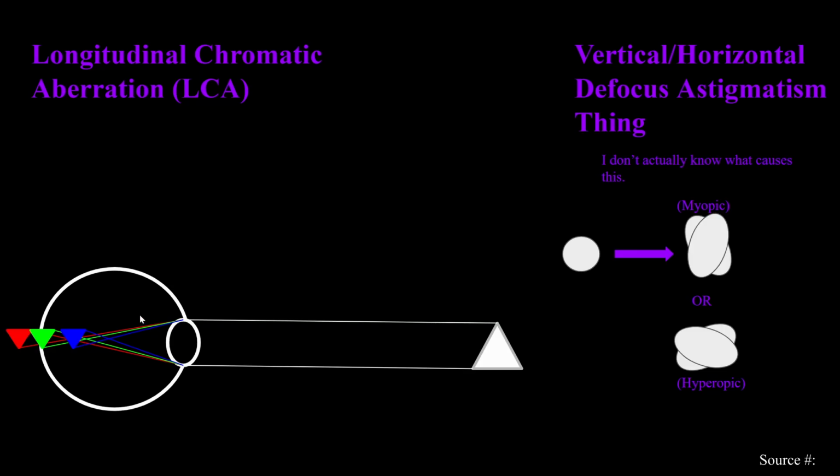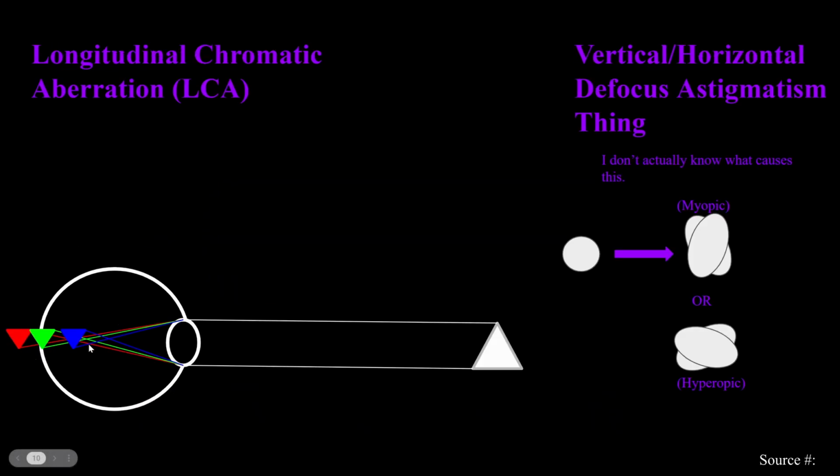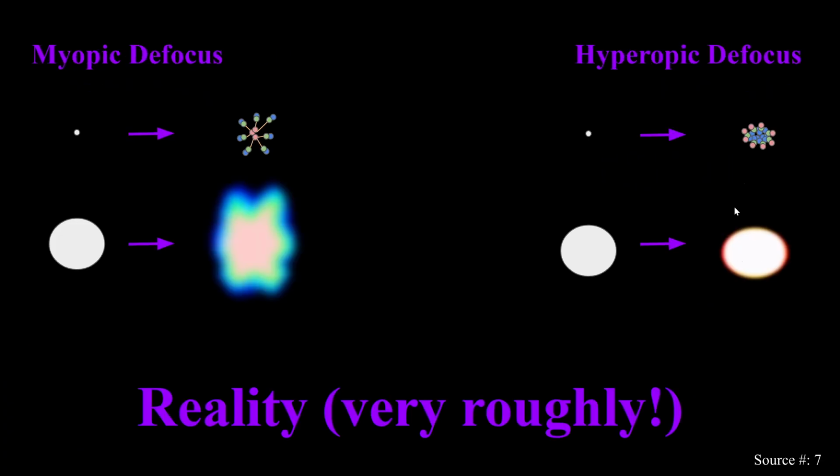So we can extrapolate this. In myopic defocus, this entire plane will be focused over here instead of over here on the retina. So this will cause blue to be defocused more relative to red, and this will cause the blue border around objects, which we observed over here. In hyperopic defocus, this entire plane will be focused over here behind the eye, and blue will actually be clearer than red because it's closer to the retina. And that's what causes this kind of color distortion we can see over here.